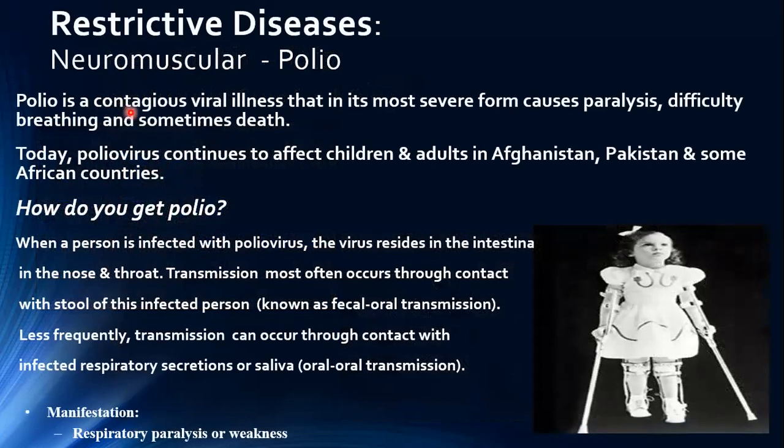Polio is a contagious viral illness. The most severe form causes paralysis, difficulty breathing, and sometimes death. Today, poliovirus continues to affect children and adults in places like Afghanistan, Pakistan, and some African countries. How do you get polio? Well, when a person is infected with the poliovirus, the virus resides in the intestine, and in the nose and the throat. So transmission most often occurs through contact with stool of this infected person. It's known as fecal oral transmission.